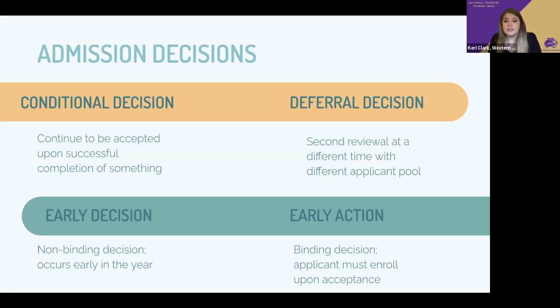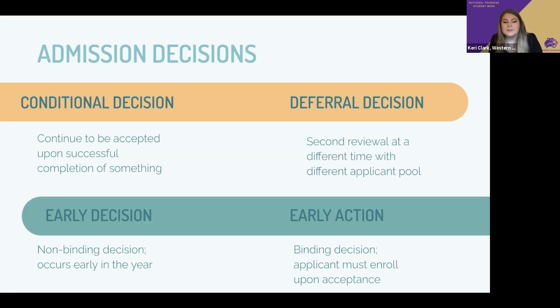A deferral decision is just a second review time. So it doesn't necessarily mean that you've been accepted or denied. It just means we're going to review you at a later date with a different applicant pool. Early decision, you'll hear this a lot. It's a non-binding decision that occurs earlier in the year. And of course, with it occurring earlier in the year, you'll have to submit your stuff probably by a certain deadline, and you can expect a decision by a certain other date.